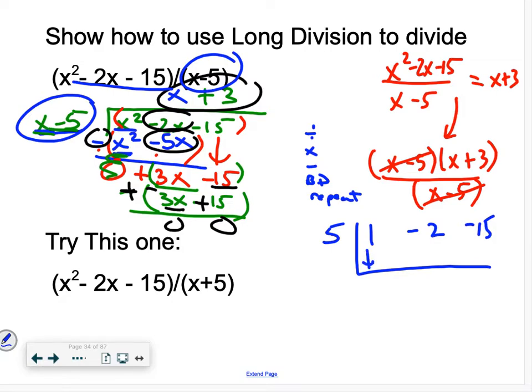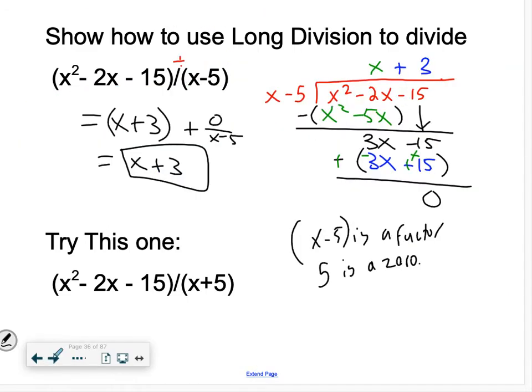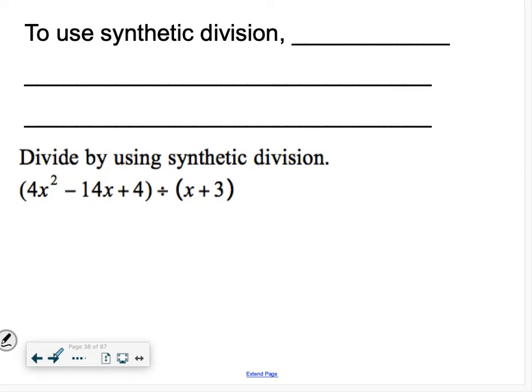So then I bring down, I multiply, I add, I multiply, and I add. That verifies that it's a 0. But when I do that, look what's left. What's left are the coefficients of the polynomial answer, 1, x plus 3. So if I do synthetic division, let's take a little bit of notes on that.